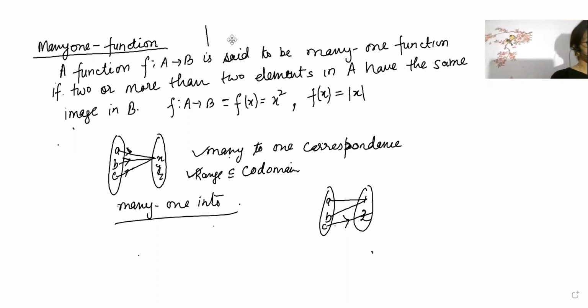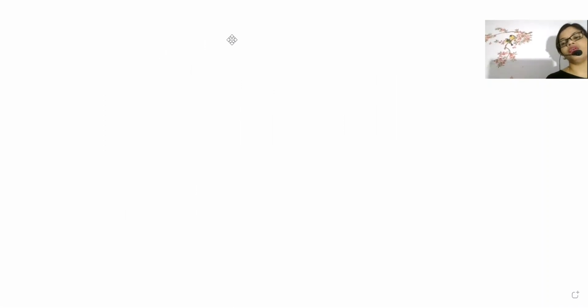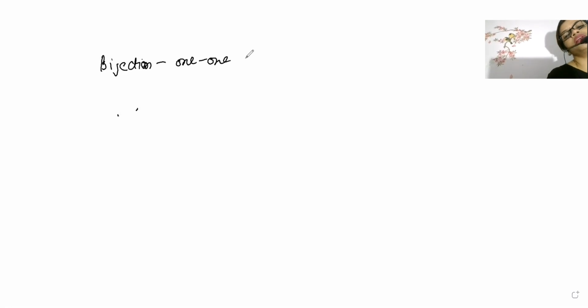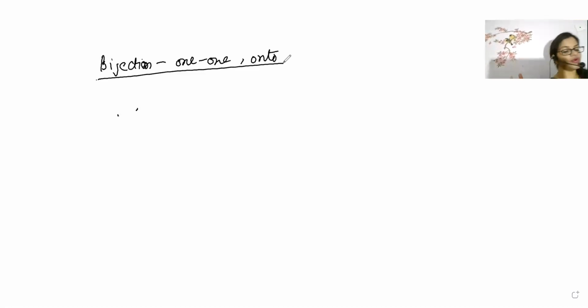So now that means we have understood everything. Now we will go for bijective function. Bijection means one to one on two. Bijection means one to one on two.